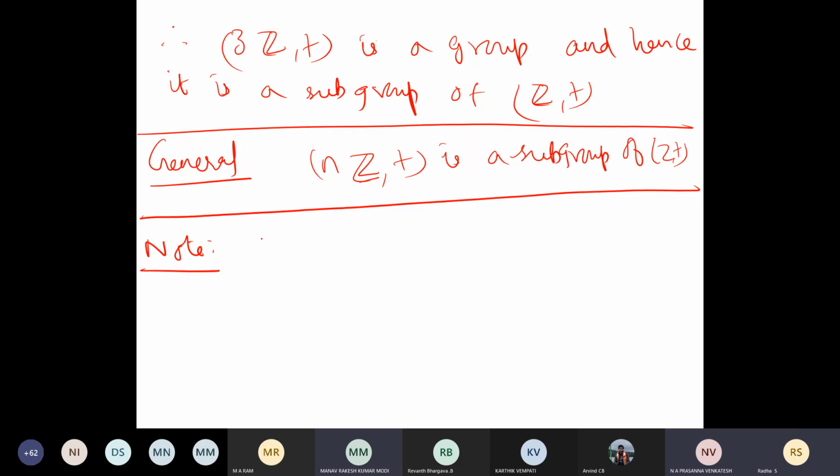In the final conclusion, you wrote that Z, comma, plus is a group, and hence it is a subgroup of Z, comma, plus. So now we are just proving the 2 properties. So should we write about the subgroup itself? Directly you can write it as a subgroup. You are right. Thank you for reminding me.